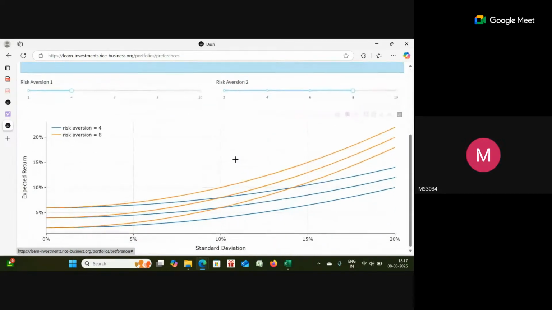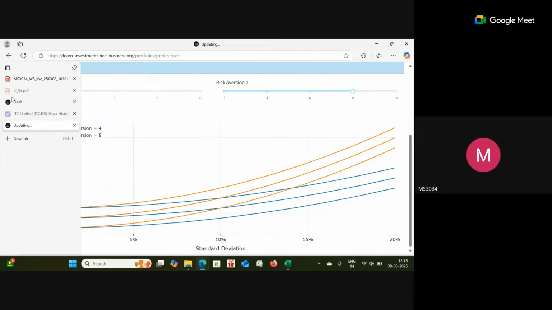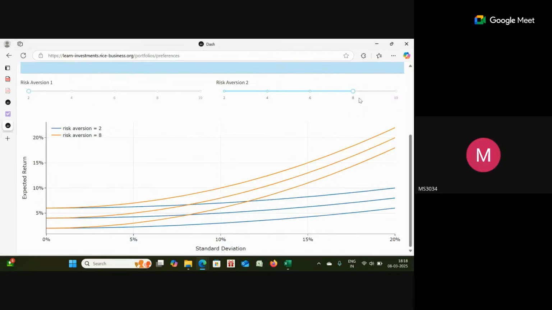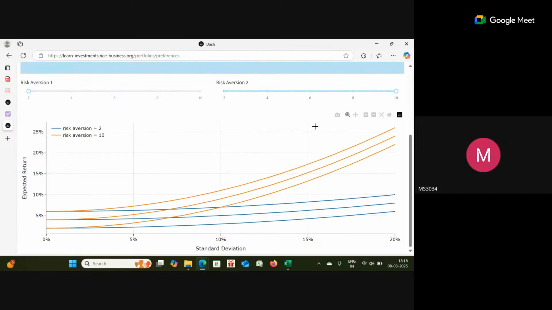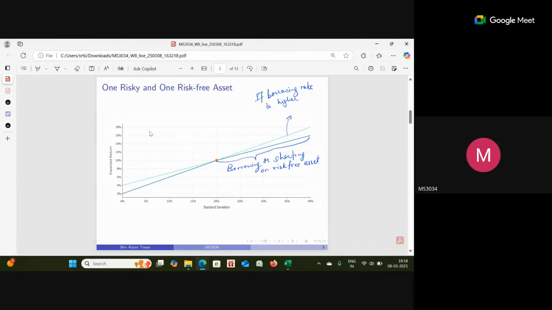In the last session also, I showed this picture to all of you. The higher the risk aversion, the higher the steepness of your indifference curves. You can have a look at them. If you reduce it, the curves become flatter, and if you increase it, they become steeper. So now what will be your optimal investment choice in this case? This is your budget constraint, and those are your indifference curves.